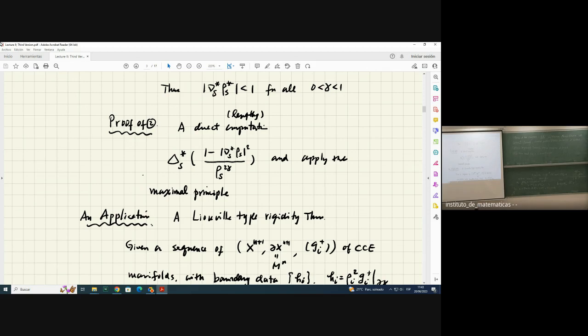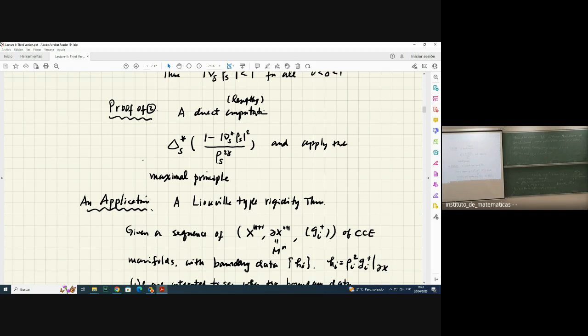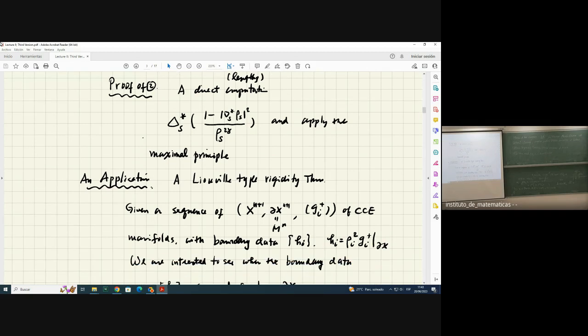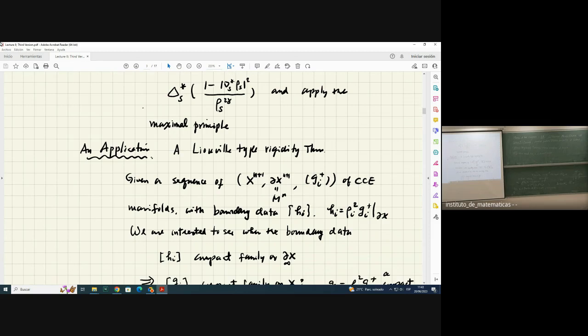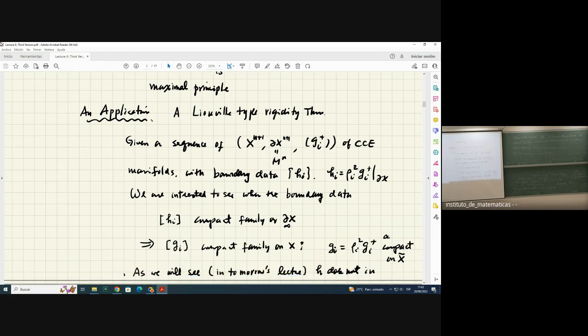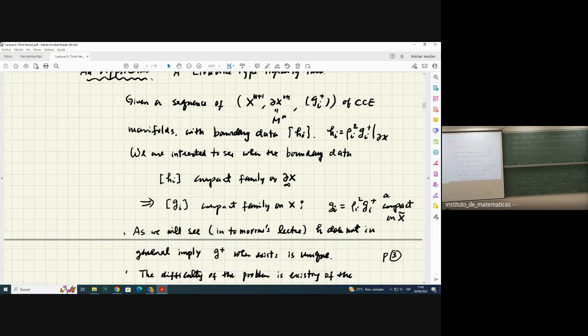And now I want to describe an application of this example. The application I want to describe is a Liouville type rigidity theorem. So let me describe the motivation of this. Okay, eventually, I will talk about this tomorrow.